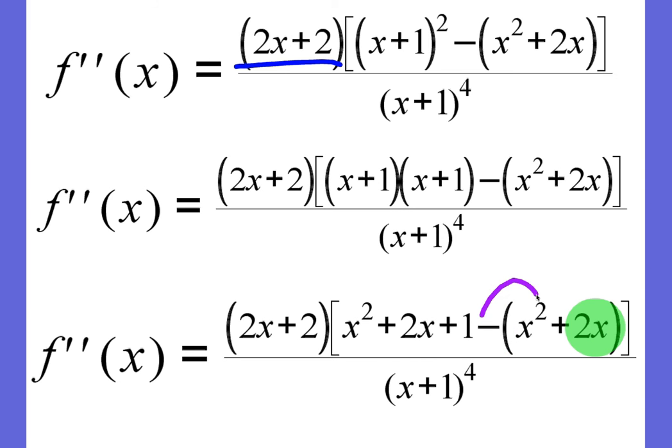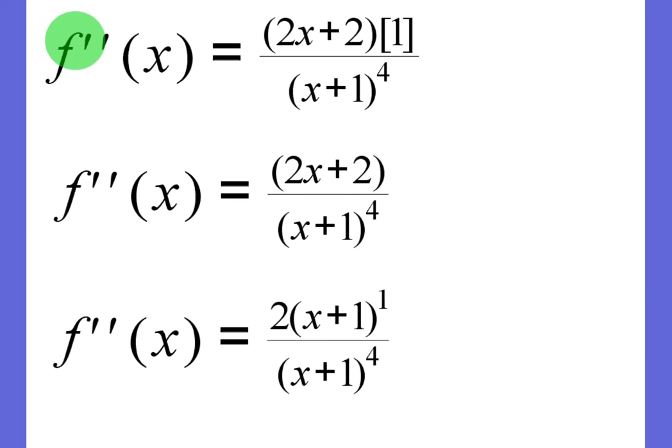Let me show the distribution here. Those are also going to cancel. Actually, you're just going to be left with a 1 inside of all of this times 2x plus 2, which just leaves you with 2x plus 2 times 1, which is 2x plus 2. Again, this is our second derivative. We're finding it so that we can figure out where our concavity intervals are.